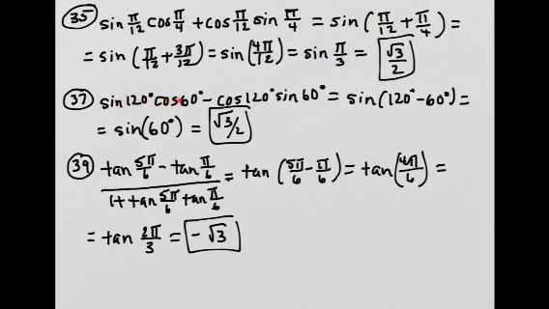This is another sine formula right here. Because of the minus, then you know it's sine A minus B. That's what you have here. And then so that's sine 60, which is radical 3 over 2.